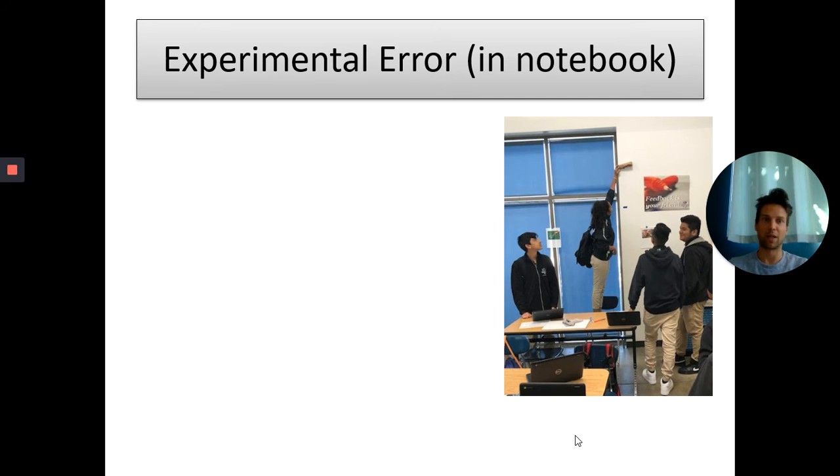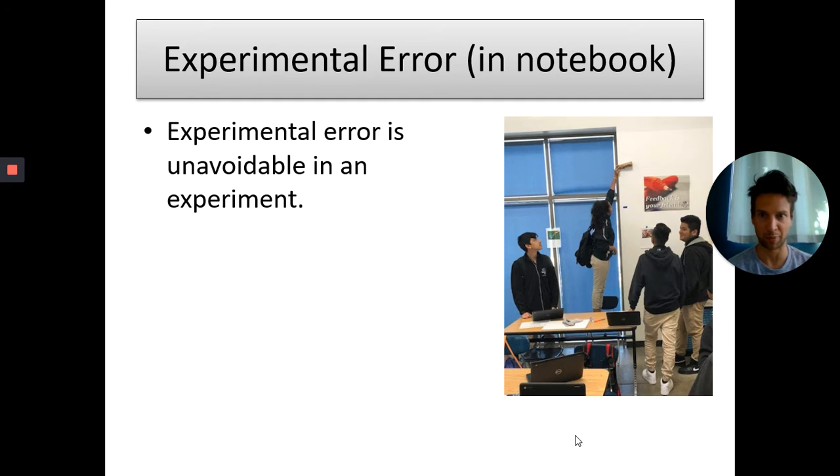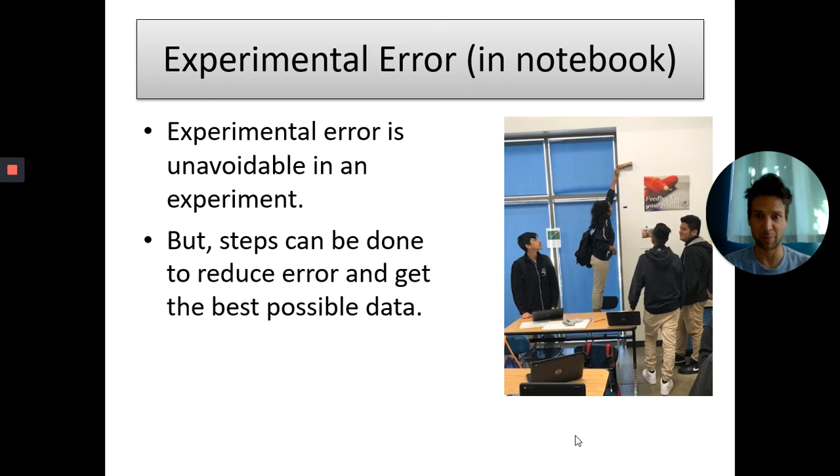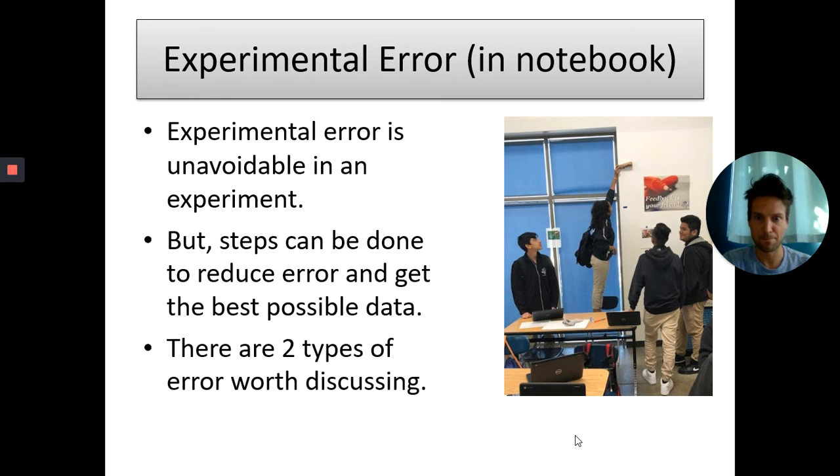And finally, we're going to also talk about error. So in your notes, we're going to finish with talking a little bit about experimental error, okay, and how we can do better experiments, okay? So write this down, please. Experimental error, we're back in our notebooks, is unavoidable in an experiment. There's always going to be some error, okay? However, steps can be done to reduce error and get the best possible data. So pause the video and write this down.